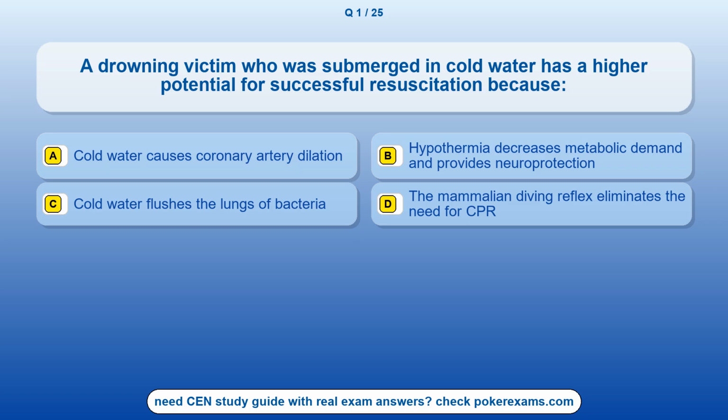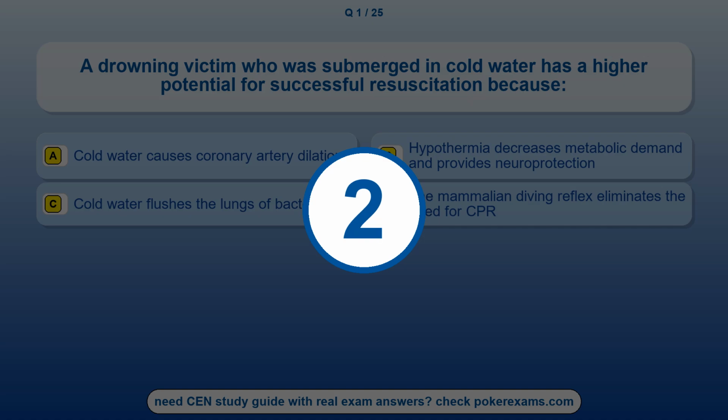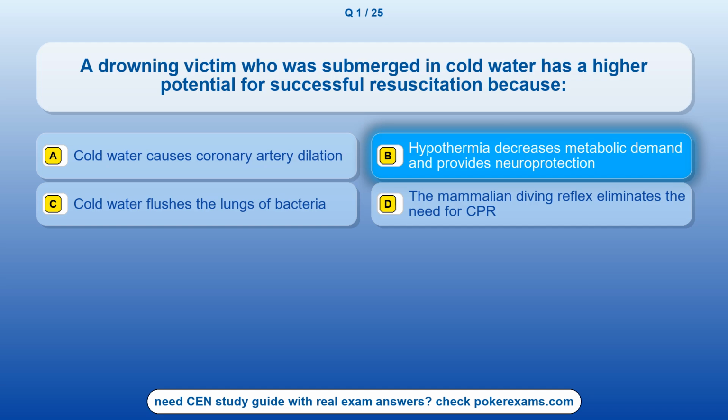Question 1. A drowning victim who was submerged in cold water has a higher potential for successful resuscitation because: Option A. Cold water causes coronary artery dilation. Option B. Hypothermia decreases metabolic demand and provides neuroprotection. Option C. Cold water flushes the lungs of bacteria. Option D. The mammalian diving reflex eliminates the need for CPR. The correct answer is option B. Hypothermia decreases metabolic demand and provides neuroprotection.